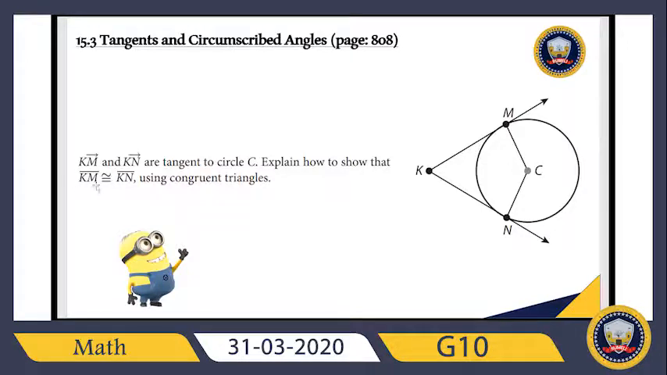Now, I have KM and KN are tangents to circle C. Explain how you show that KM is congruent with KN using congruent triangles.